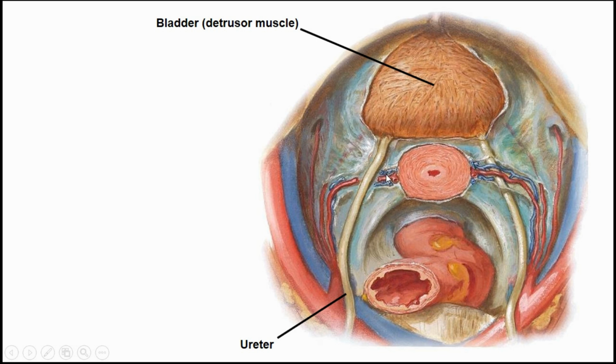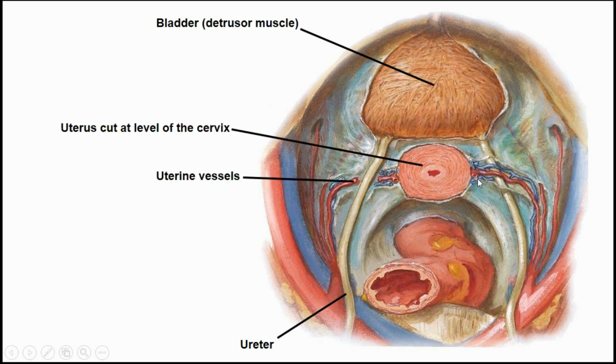So we've got the uterine artery traveling just superior to it there. We've got the cervix right here. Uterine vessels coming to it. And there's that recto-uterine pouch of Douglas right behind the uterus and just anterior to the rectum.